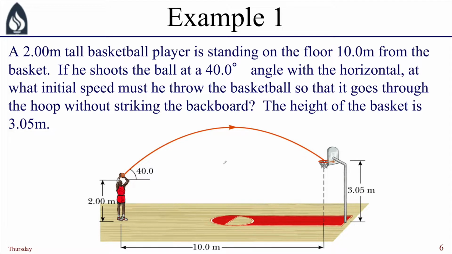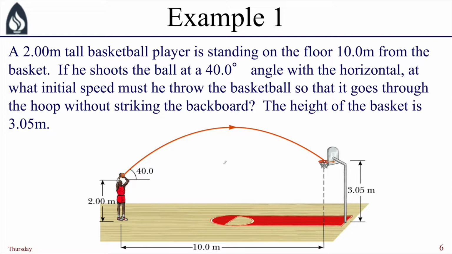So let's take a look at solving another projectile example problem. And this one is a little bit more challenging than the ones we've looked at so far. In this problem, we can see a picture of the situation, so that's kind of already done for us. In this picture, a 2-meter tall basketball player is standing on a floor 10 meters from the basket, so we know how far the ball travels horizontally.